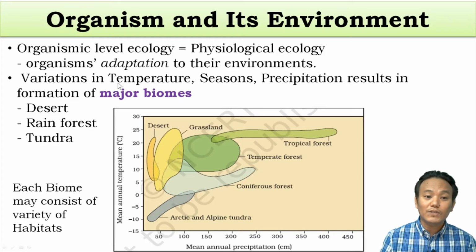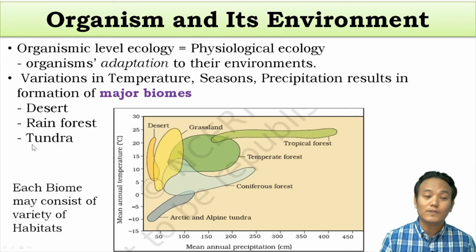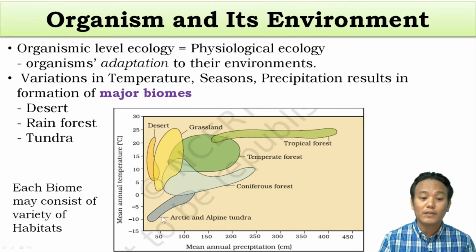So variations in these abiotic factors result in the formation of different kinds of biomes such as desert, rainforest, tundra, etc. Okay, so this particular graph is given in your textbook. You have to study this graph and understand it clearly. In simple words, I can explain over here.